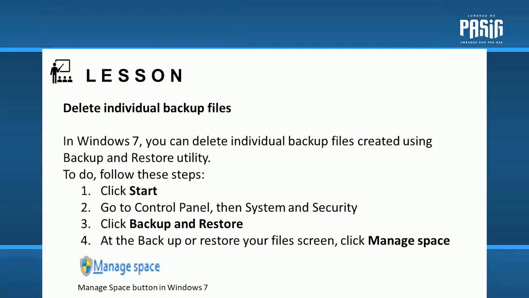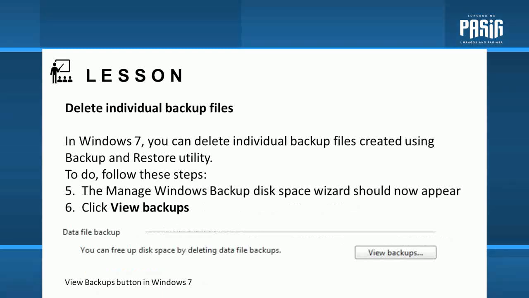In Windows 7, you can delete individual backup files created using the Backup and Restore utility. To do this, follow these steps. 1. Click Start. 2. Go to Control Panel, then System and Security. 3. Click Backup and Restore. 4. At the Backup or Restore Your Files screen, click Manage Space. 5. The Manage Windows Backup Disk Space wizard should now appear.